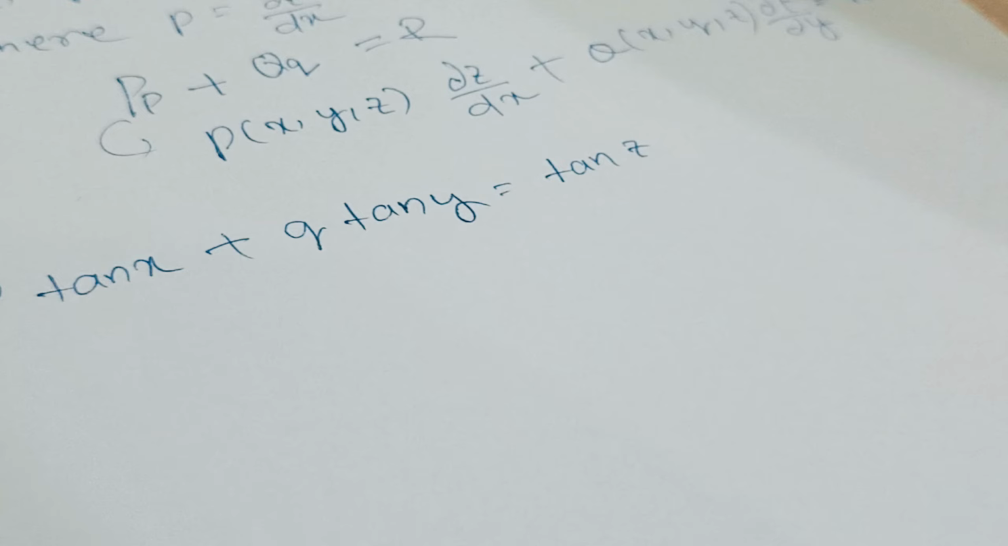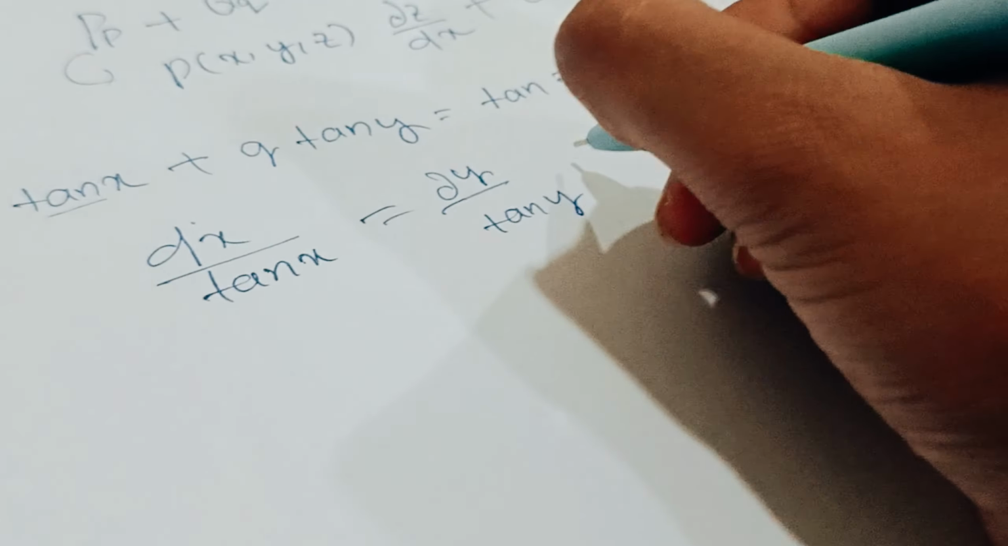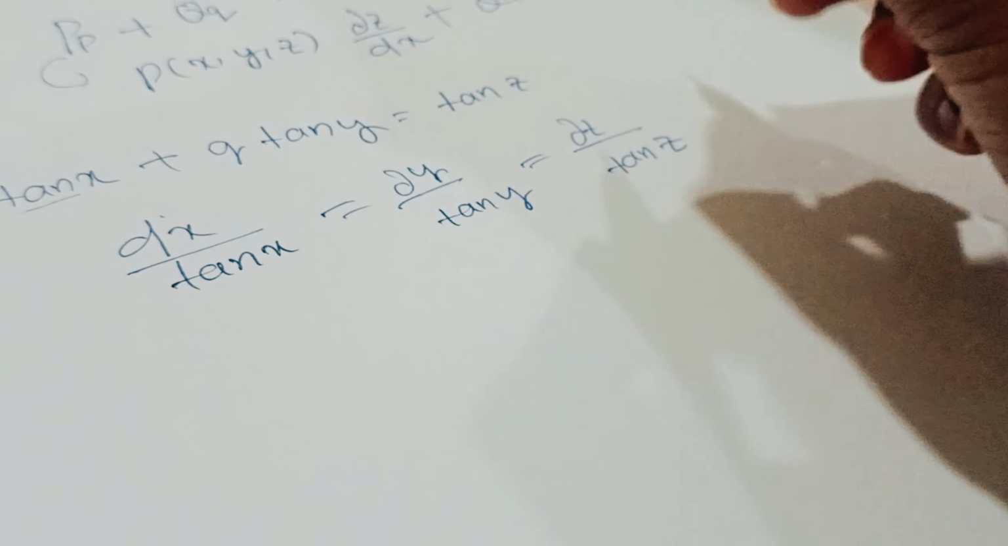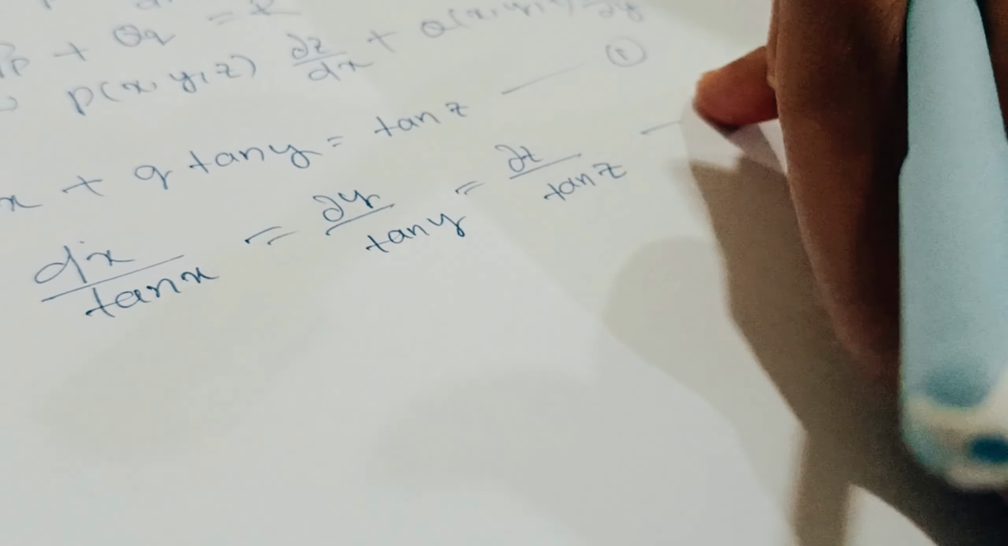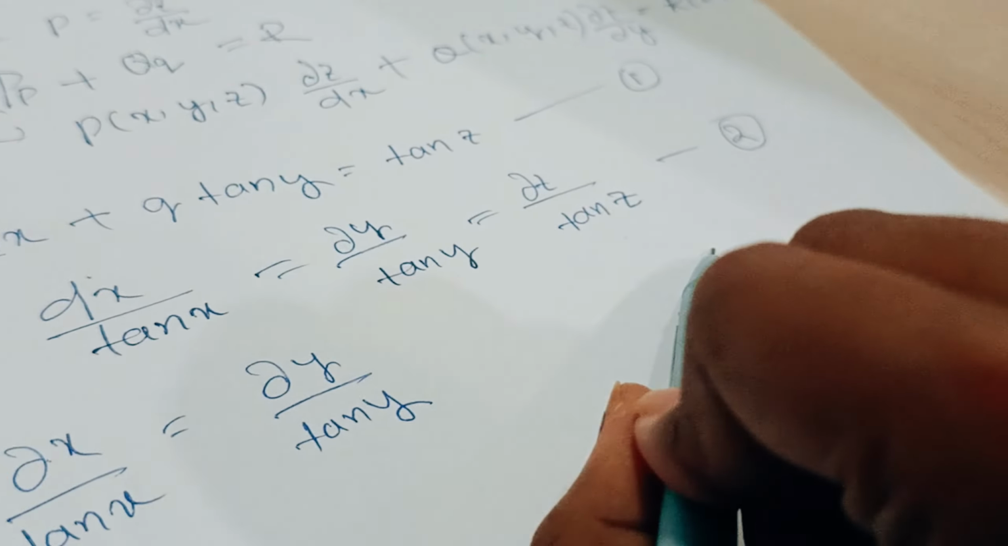Suppose example 1, p tan x plus q tan y equals tan z. Then given p tan x plus q tan y equals tan z, the Lagrange's auxiliary equations are del x by tan x, which equals del y by tan y and del z by tan z. Suppose this is equation 1 and this is equation 2. So taking the first two functions, del x by tan x equals del y by tan y. We can take del y by tan y equals del z by tan z, and we can also take this one and this one.